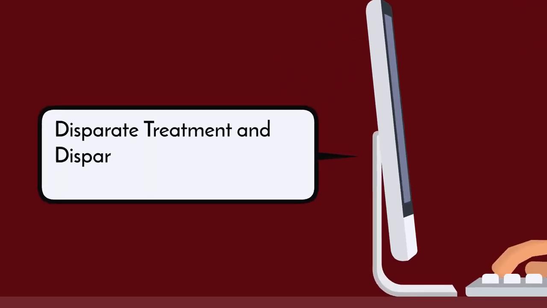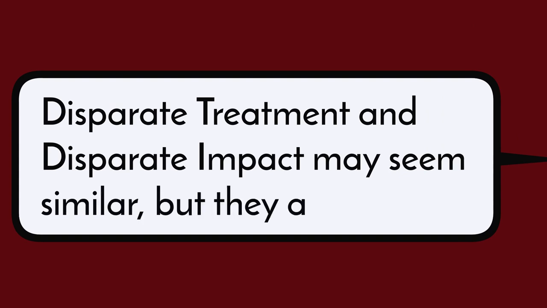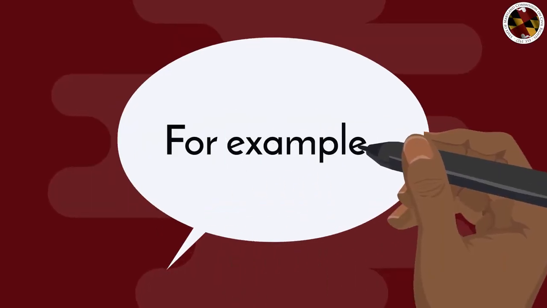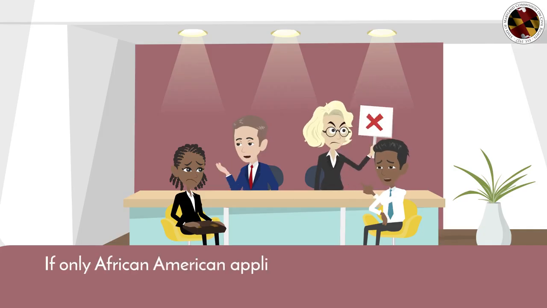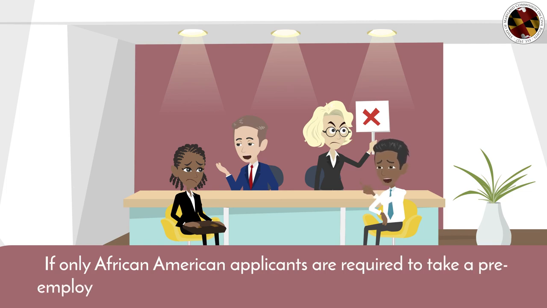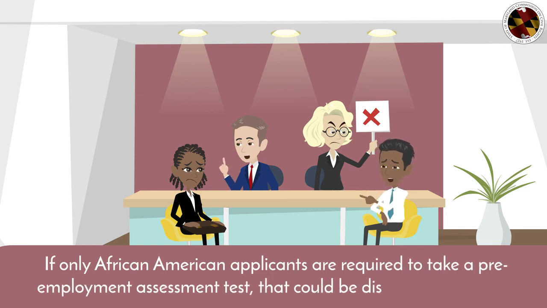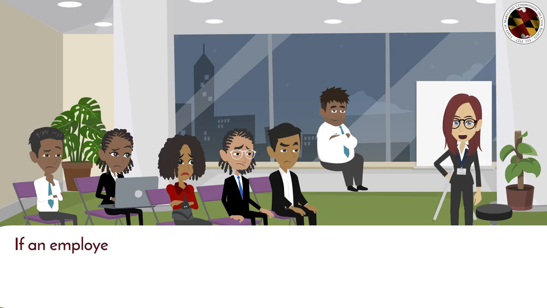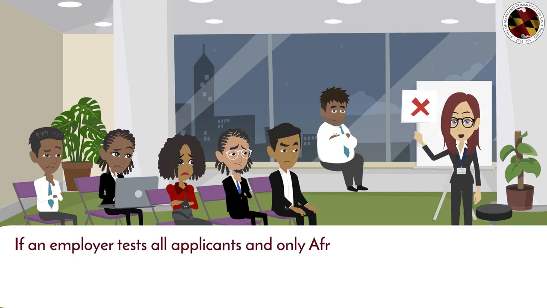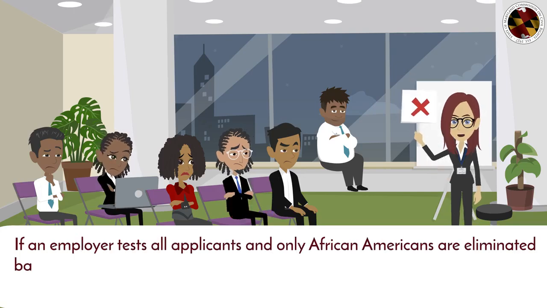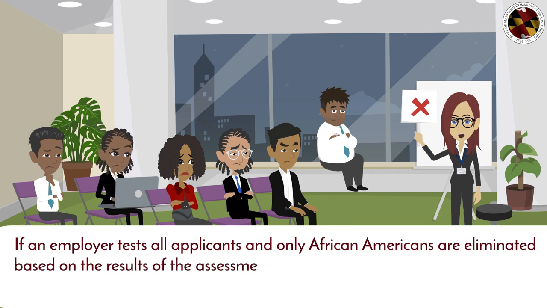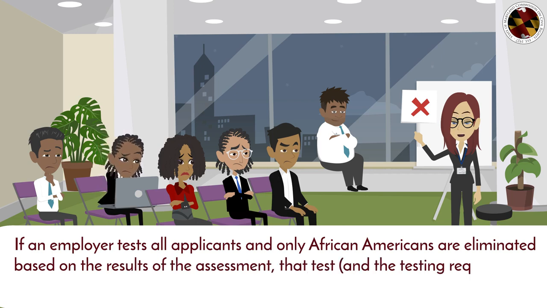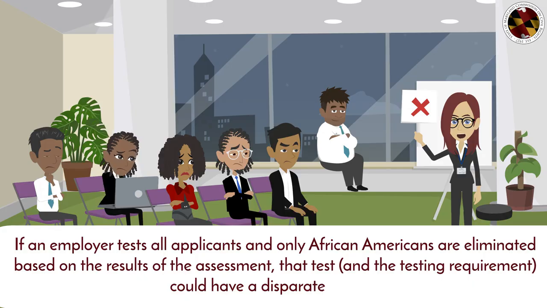Disparate treatment and disparate impact may seem similar, but they are different. For example, if only African American applicants are required to take a pre-employment assessment test, that could be disparate treatment. If an employer tests all applicants and only African Americans are eliminated based on the results of the assessment, that test and the testing requirement could have a disparate impact.